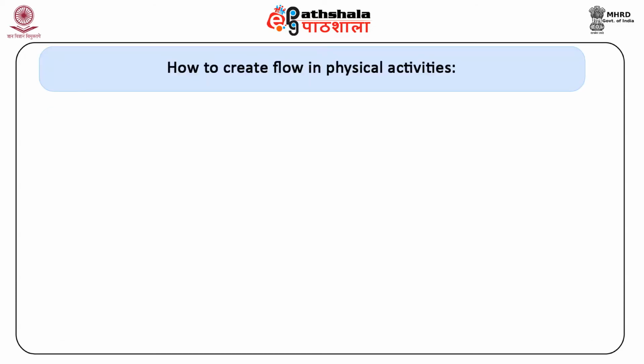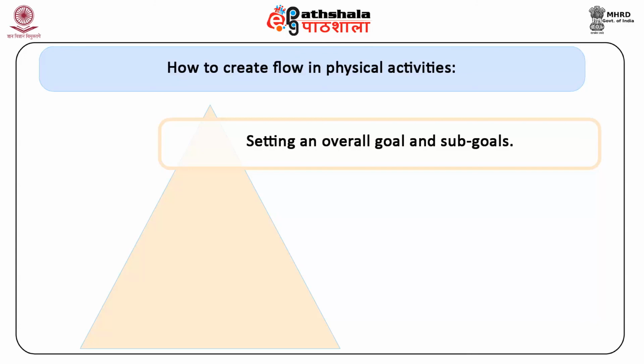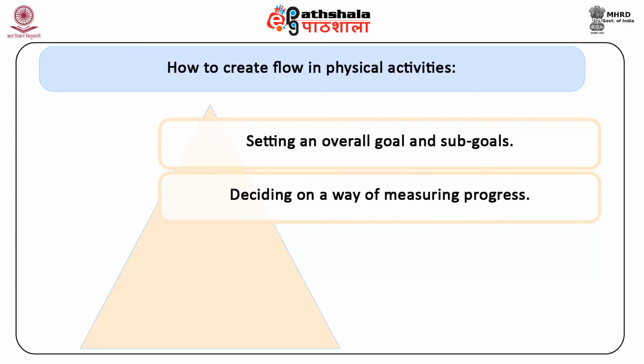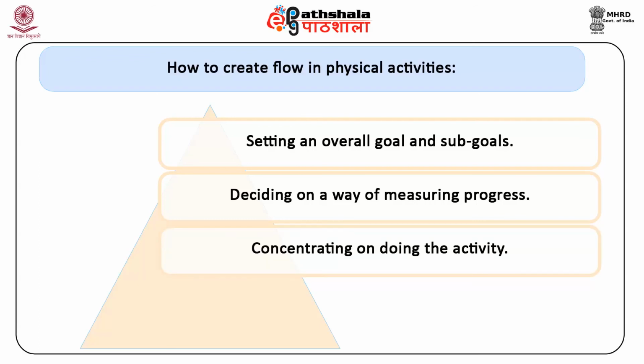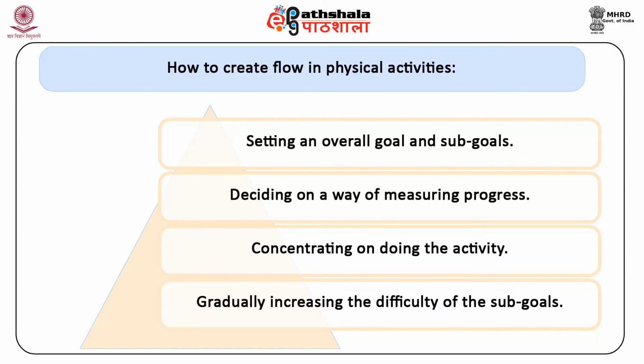How to create flow in physical activities. Flow in physical activities can be developed in the following way: setting an overall goal and breaking this down into a number of sub-goals, deciding on a way of measuring progress towards the goals that one has chosen, concentrating on doing the activity as well as noting how one is achieving sub-goals, gradually increasing the difficulty of the sub-goals so that the challenge matches the level of the growing skill.